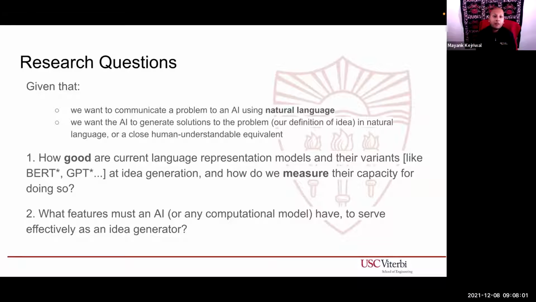So given that we want to communicate a problem to an AI using natural language, and we want the AI to generate solutions to the problem in natural language, which is our definition of an idea, we want to first know how good current language representation models, which have really been doing well on a lot of problems, are at idea generation, and how do we measure their capacity for doing so.